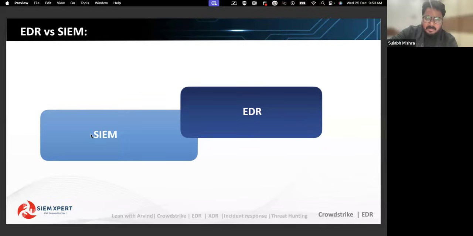endpoints. But it doesn't mean that if you purchase an EDR and secure it, your firewall is secured or your firewall traffic is monitored here. For that, you need a SIEM where you collect all the firewall logs and see what is happening from the external world.